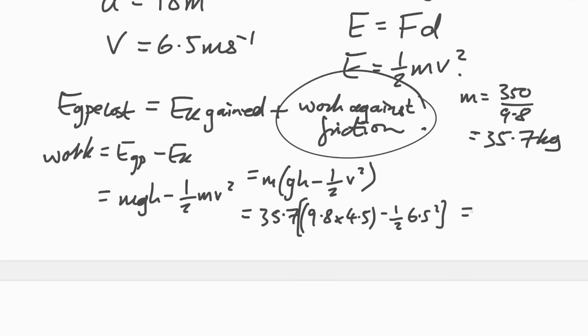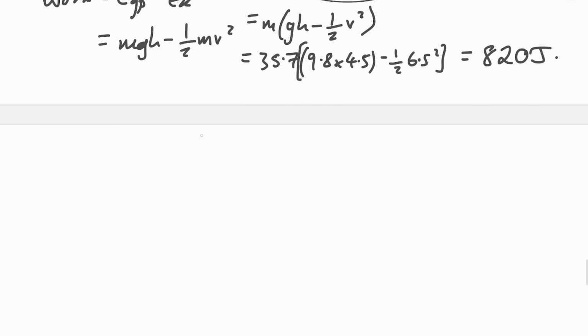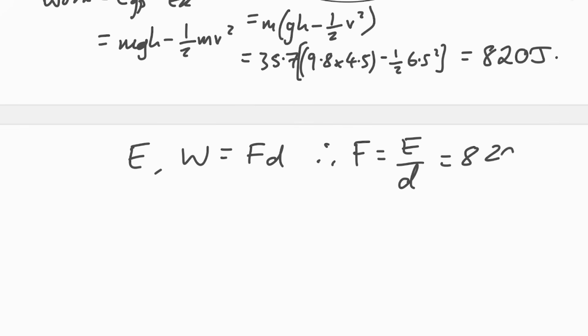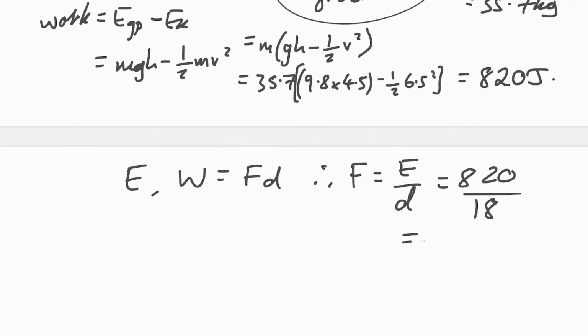So I get a difference in energy between the GPE lost and the KE gained of 820 joules. And so that's going to be equal to FD because of this work done. We can call it E, or W is equal to FD. So therefore F is equal to this work done divided by the distance. So it's 820 divided by, what's the distance? 18. And that gives me an average resistive force of 46 newtons.